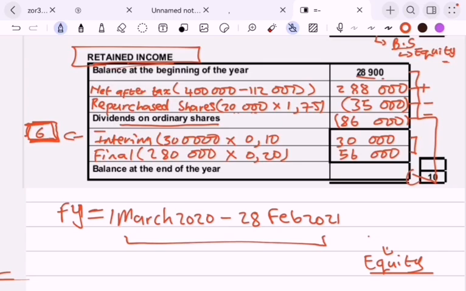So we will say 28,900 plus 288,000. You minus your 35,000. And you minus again your 86,000. Then you will instantly get your 195,900. And this is going to go straight to your balance sheet under the equity section. And you obviously know you're going to write it as your retained income. And just like that, you've cooked your whole paper and you were successful.